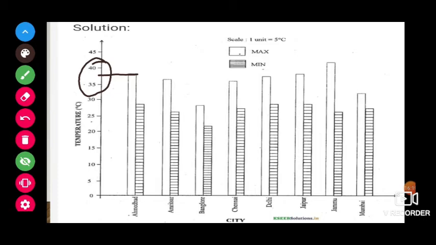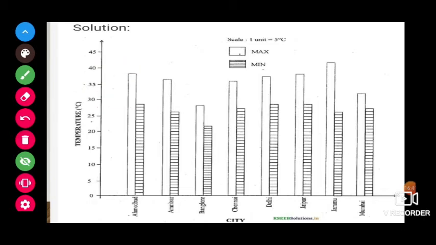29 means it will be nearer to 30, so not exactly in the middle, a little bit more than the middle point. So a little bit nearer to the 30 we will take the 29, the height of the bar. And please write, this is the 38 and this is the 29 on the top of the bar.